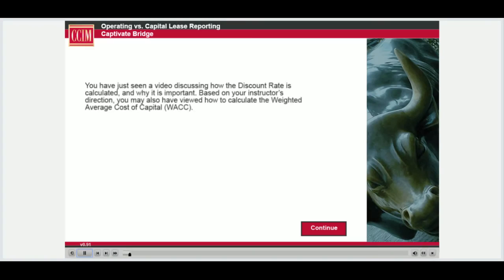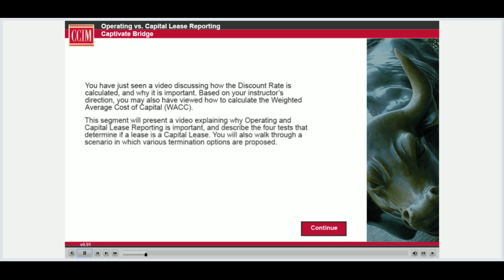You have just seen a video discussing how the discount rate is calculated and why it is important. Your instructor may have also directed you to view the calculation of the weighted average cost of capital. This segment explains why operating versus capital lease determination is important to financial reporting and describes 4 tests that reveal whether a lease is a capital lease. You will also walk through a scenario where a user is evaluating the possible effect of terminations on their capital lease tests.